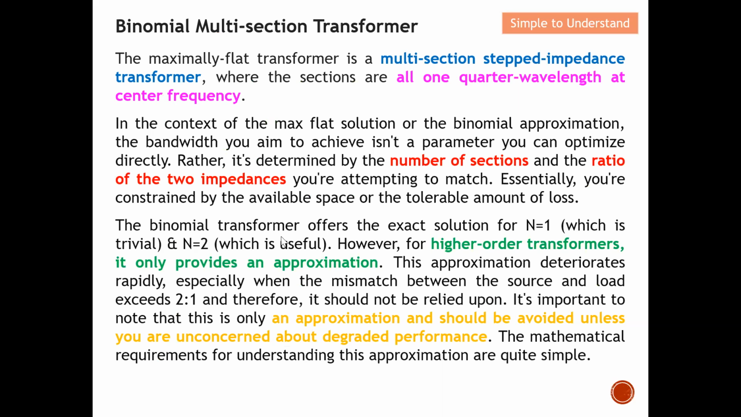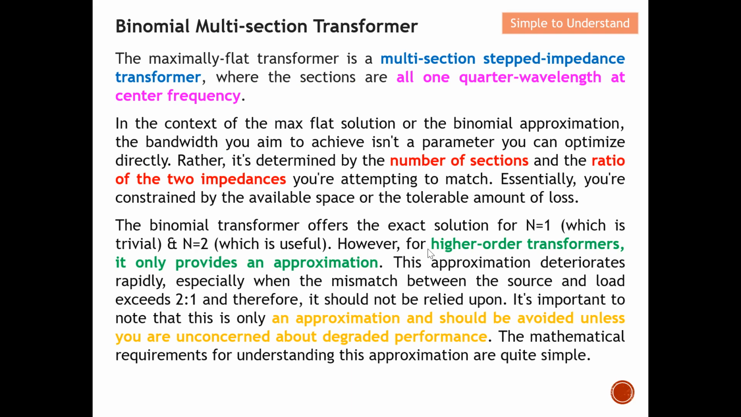The binomial transformer offers the exact solution for n equals 1. When n equals 1, it is just a quarter wavelength transformer, so it is not necessary to use this method. In my previous video, I also used this quarter wavelength impedance transformer to perform impedance matching. Hence for n equals 1, I strongly suggest you don't use this binomial transformer. Maybe you can consider using this binomial transformer when n equals 2 or more. Then this will be very useful.